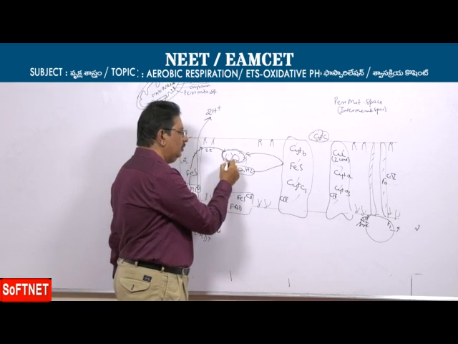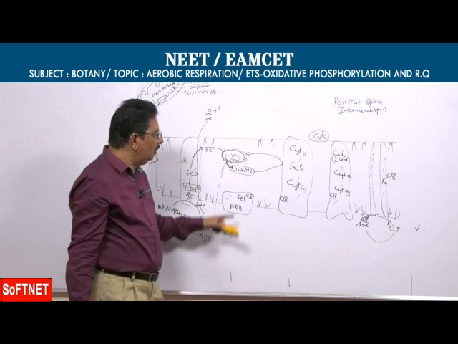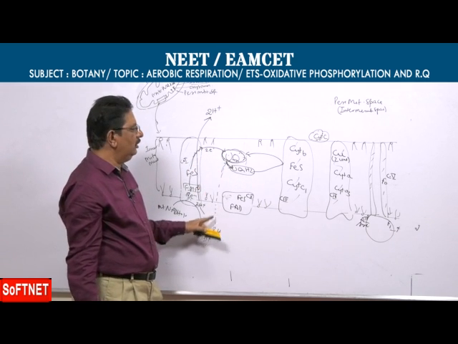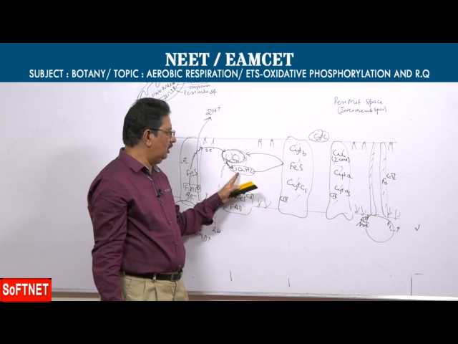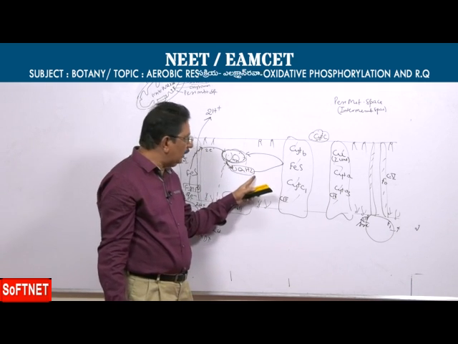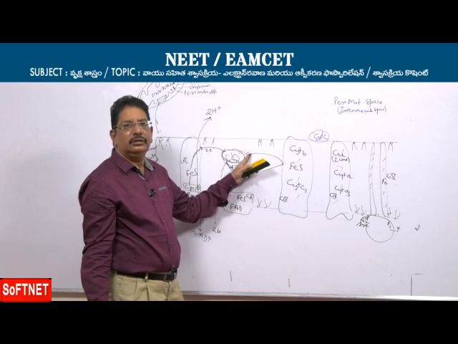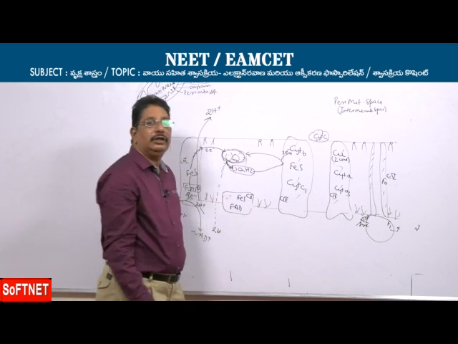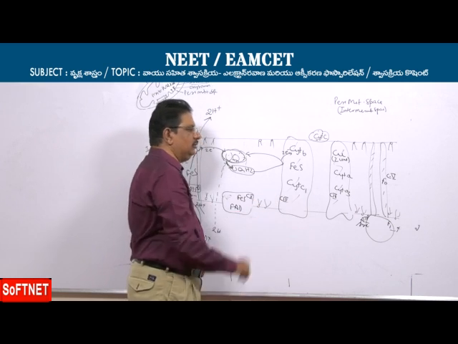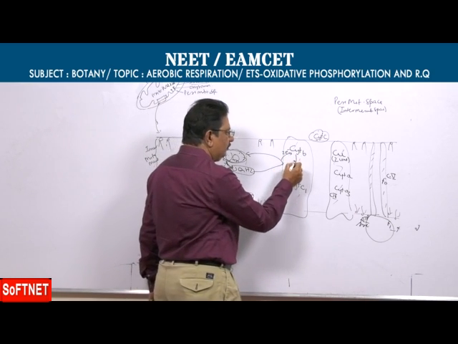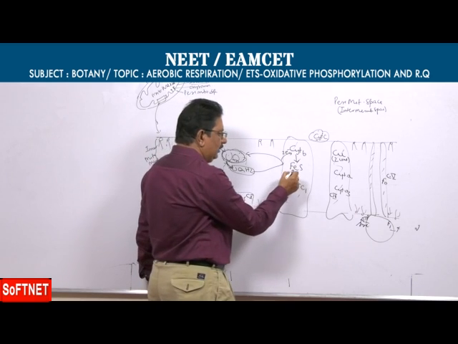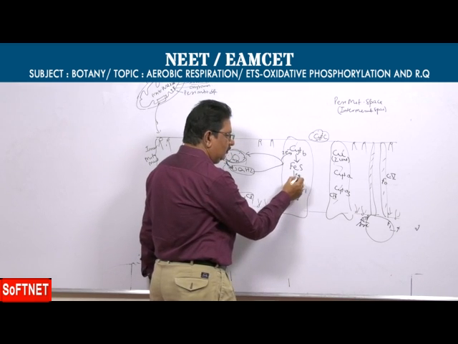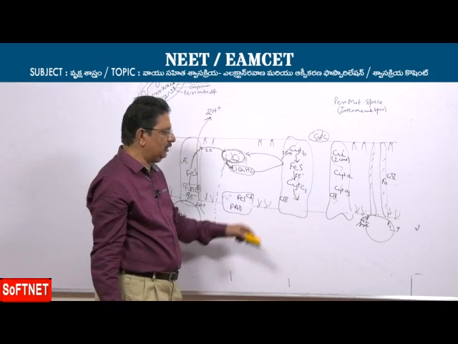So, UQ is reduced into ubiquinol by accepting electrons and protons, and ubiquinol, called UQH2, is again oxidized by donating electrons to cytochrome B of complex 3. So, the electrons from cytochrome B transfer to iron sulfur, and a final electron transfer to cytochrome C1 of complex 3.